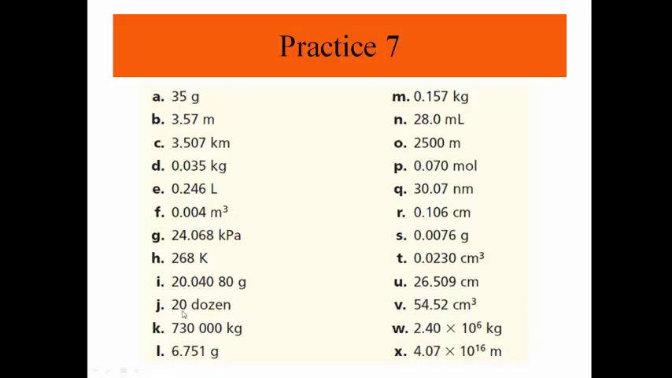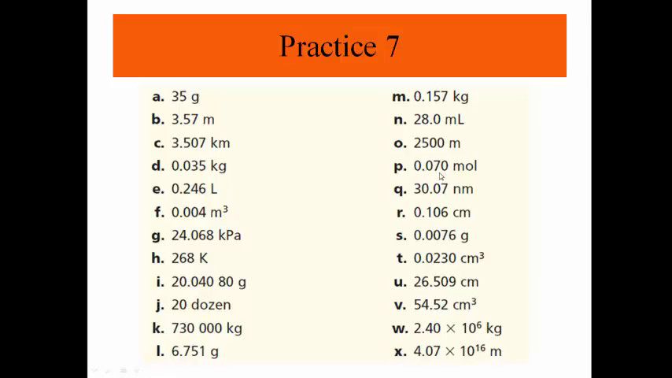20, because there is no decimal point, we have only one significant figure. 730,000, all these zeros are not significant, so we have only two significant figures in this case. 6.751, all these numbers are non-zero, so we have four significant figures. 0.157, we don't count this zero, we have three significant figures. 28.0, we have three significant figures. 2500, because there is no decimal point, we don't count these two, so we have only two significant figures.